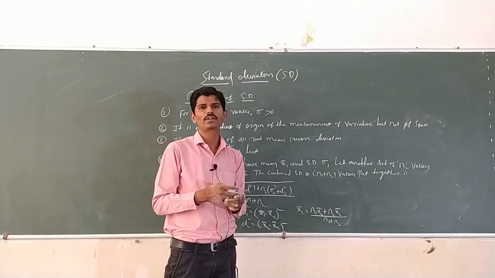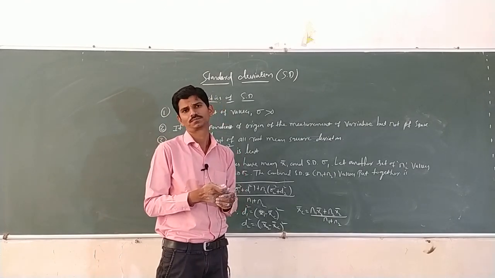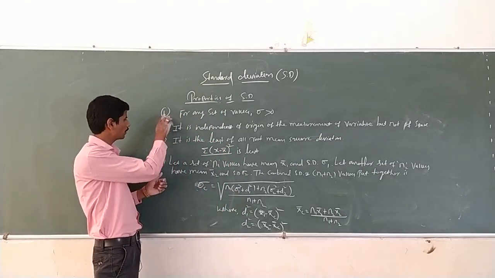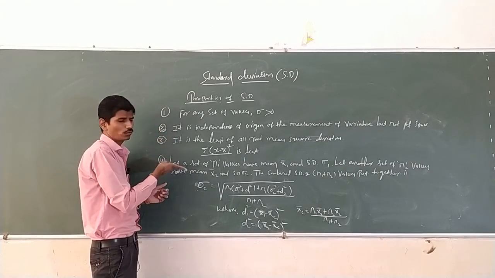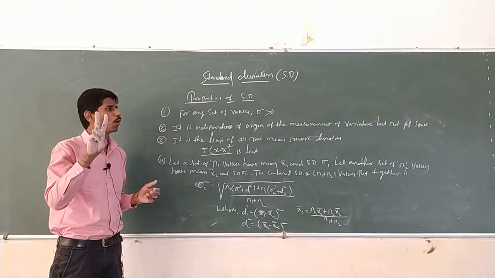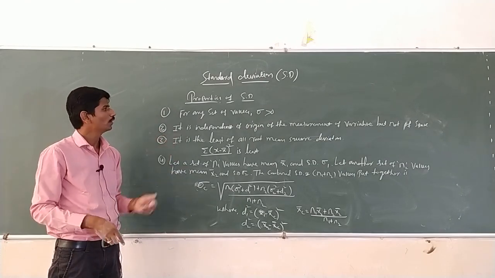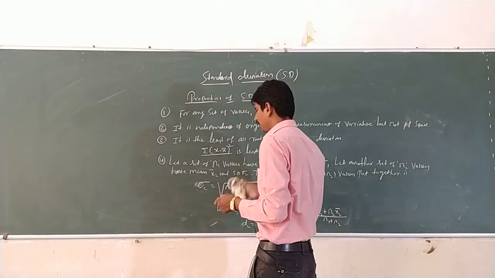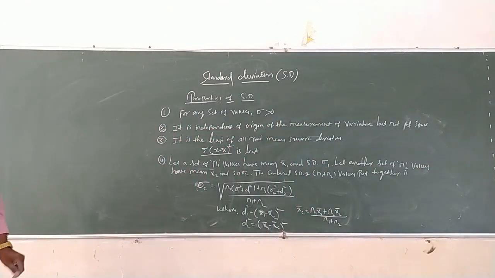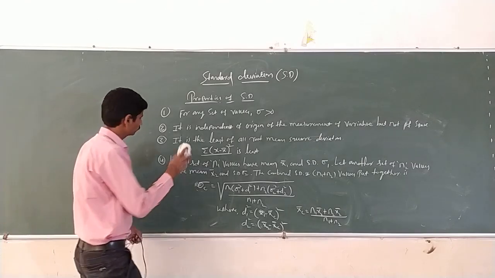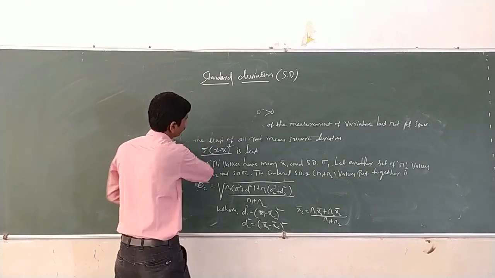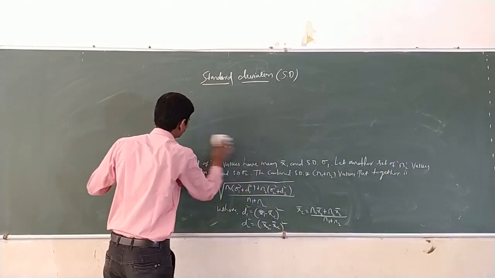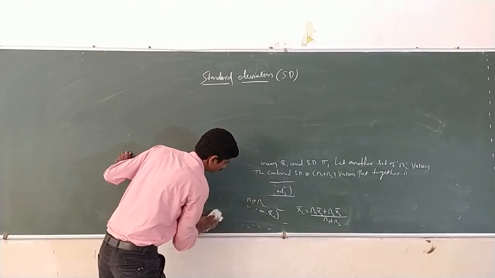Write any two properties of standard deviation. It is a 2 marks question. You have to write any two, it may be first and fourth, second and third, or first and second, third and fourth, whatever. The next topic is the merits and demerits of standard deviation. What are the merits and drawbacks of standard deviation?